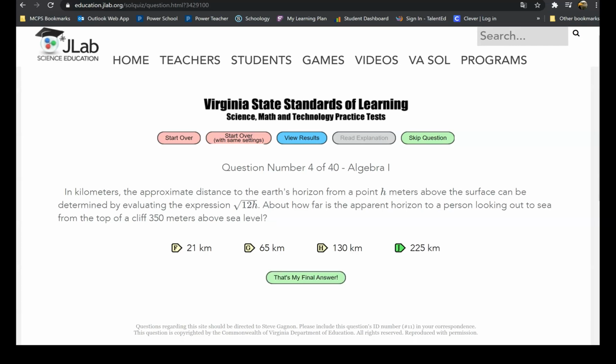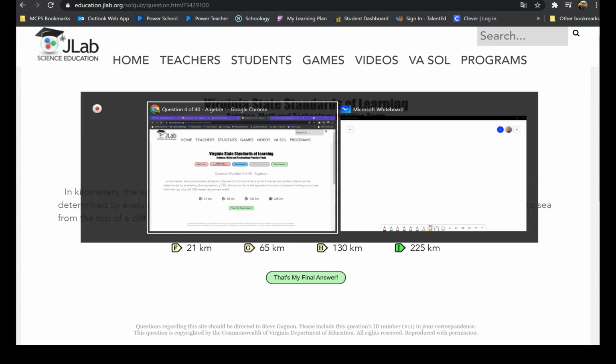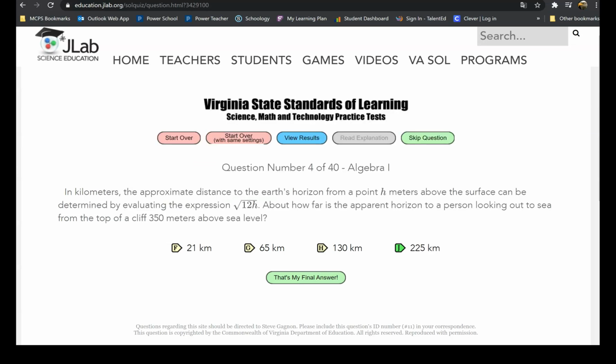Well, this one looks like another bit of a doozy, so it's helpful to diagram it out. But first I'm going to read it. In kilometers, the approximate distance to the Earth's horizon from a point h meters above the surface can be determined by evaluating the expression, square root 12 times h. About how far is the apparent horizon to a person looking out to sea from the top of a cliff 350 meters above sea level? Fun stuff.